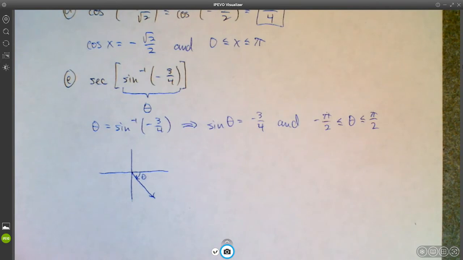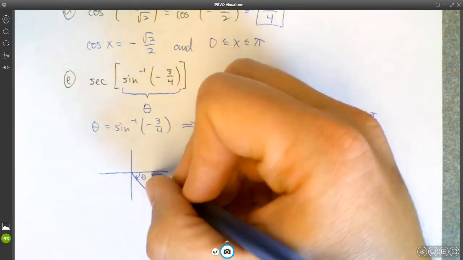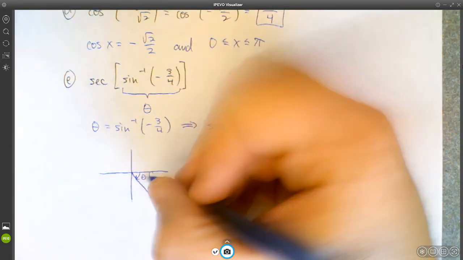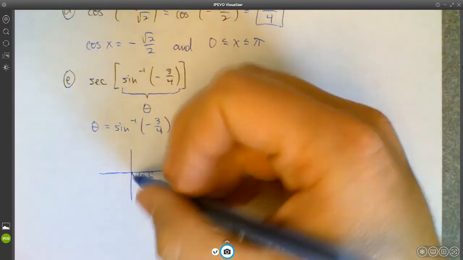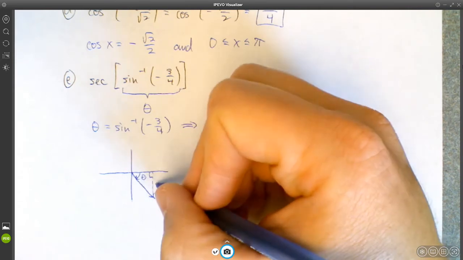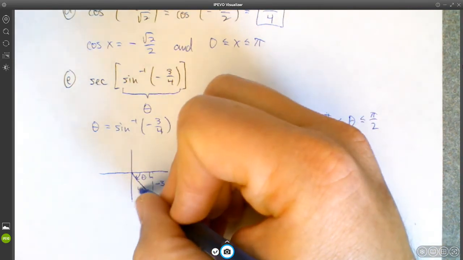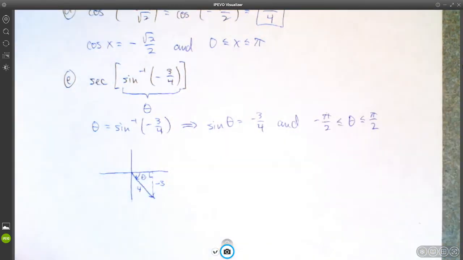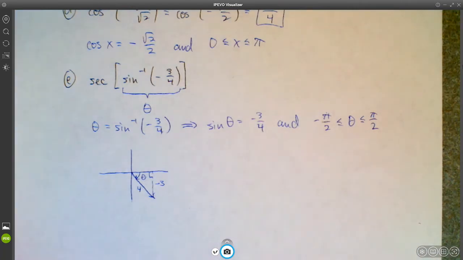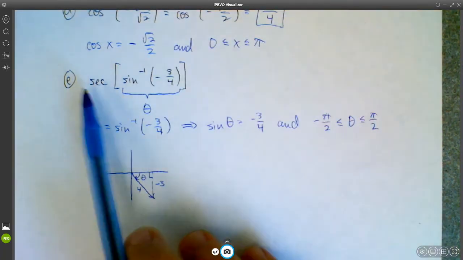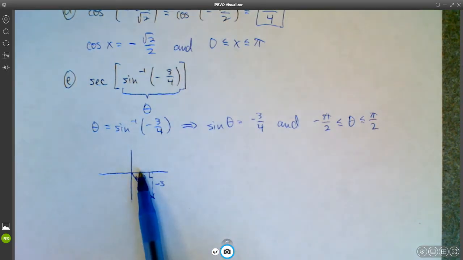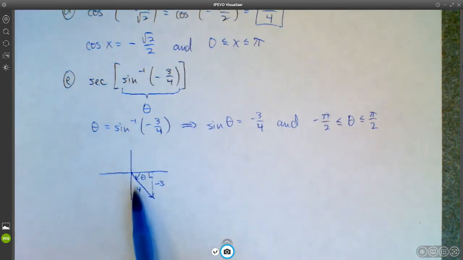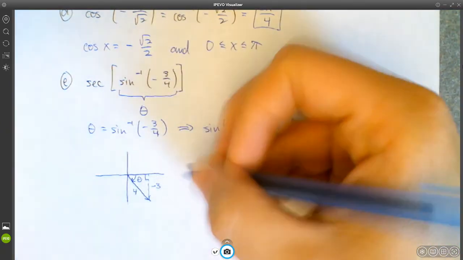Now, we can draw a little right triangle. We can say sine theta is negative 3/4. That's negative 3 opposite over 4 hypotenuse, right? Opposite over hypotenuse, negative 3/4. And then we can solve for x, right? Because secant is hypotenuse over adjacent, so it's r over x. So we need to solve for x. But we can do that using the Pythagorean theorem, right?